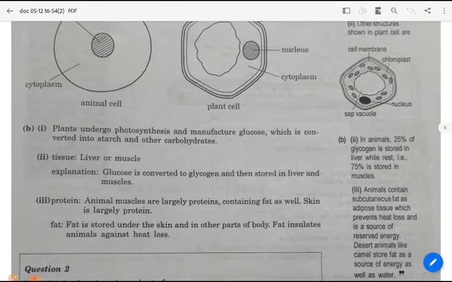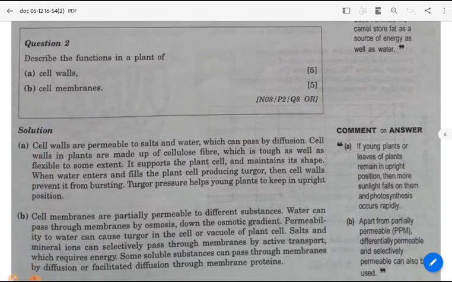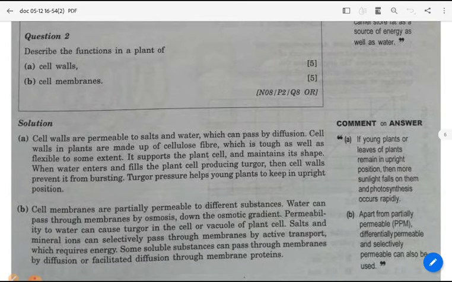These are the answers of the above question. Now we'll come towards the essay type questions. Essay type questions, as I told you, are known as the long questions. Now the first question is, describe the function in a plant of the cell wall. We have to describe the function of the cell wall in the plant cell.